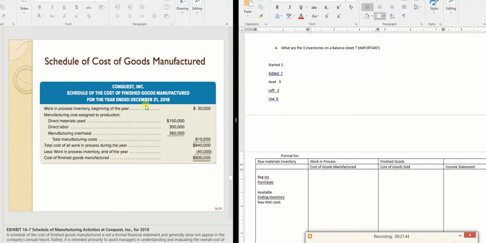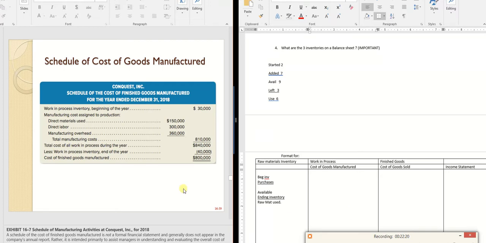So I have beginning inventory plus what's added gives us available. They call it total cost of all work in process, which basically means what I added this period plus beginning. So you can put that work in process available. Minus ending inventory is cost of goods manufactured. So again, what I started with plus what's added gives us available, 840, minus what's left, called ending inventory, gives me what moves on. And what moves on is cost of goods manufactured. So make sure you fill that in there.